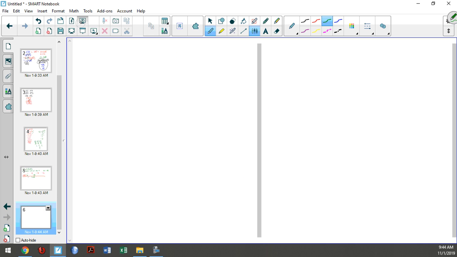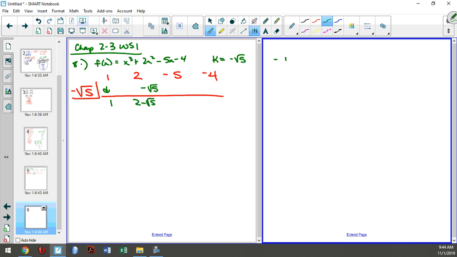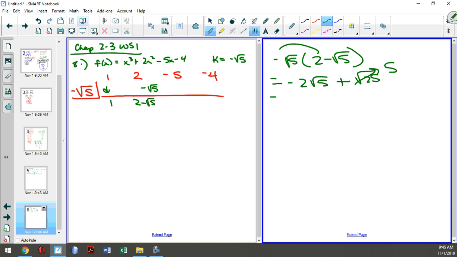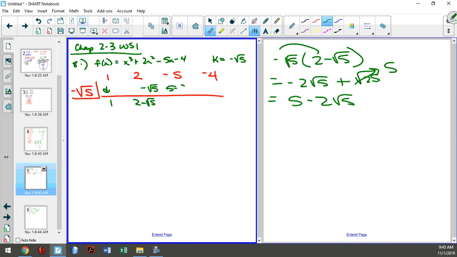So if I add this, I'm going to have negative square root of 5 times 2 minus the square root of 5. And that's going to give me negative 2 square roots of 5 plus the square root of 25, which comes out as a 5, to give me 5 minus 2 square roots of 5. Does everybody understand what I did there? Yes? Okay, so that's what's going to go here. The 5's cancel out, I'm left with negative 2 square roots of 5.